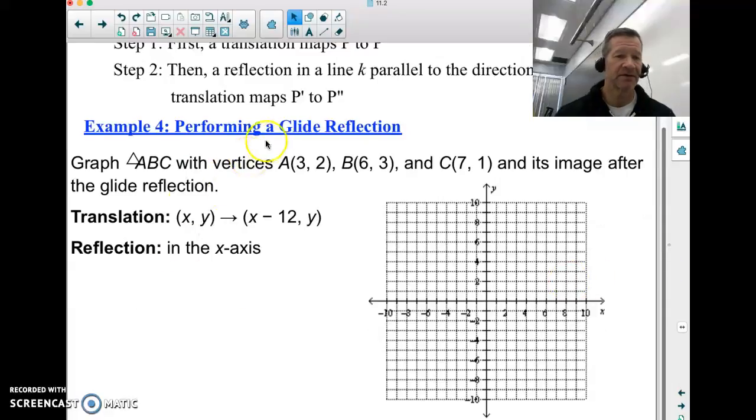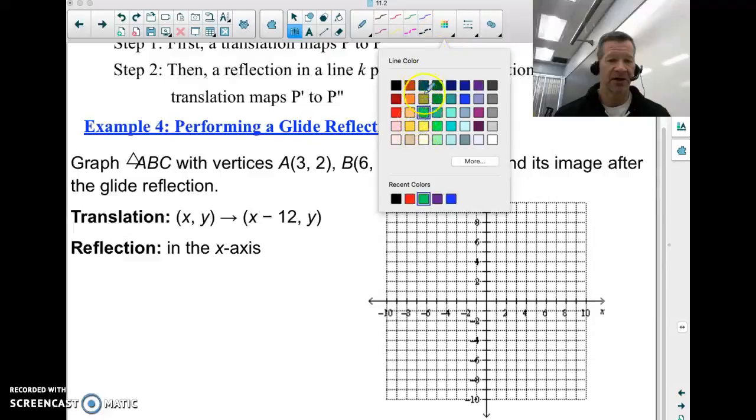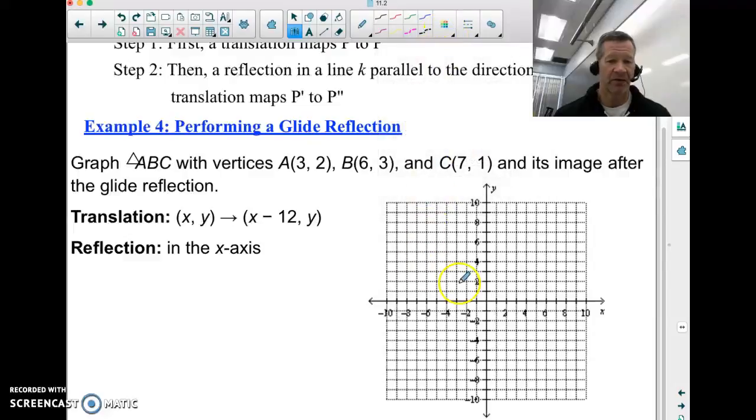The glide reflection they would like us to perform is to take a triangle ABC with coordinates A (3, 2). So let's plot that right away. A is (3, 2). B is (6, 3), so go over to 6 and then up 3. And then C is (7, 1), so go over to 7 and up 1. So there are our vertices of triangle ABC.